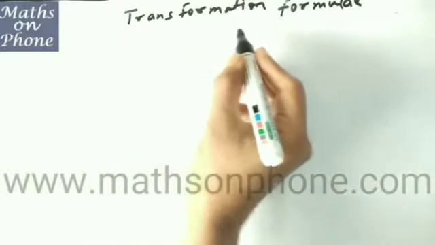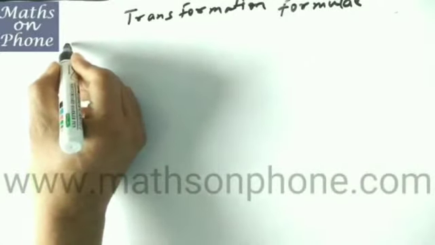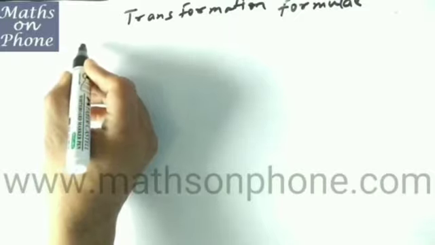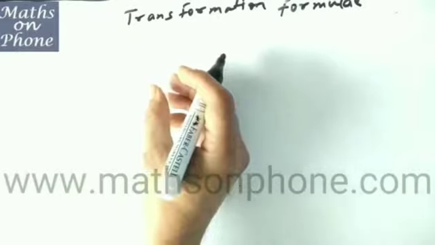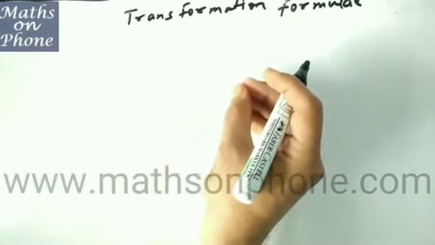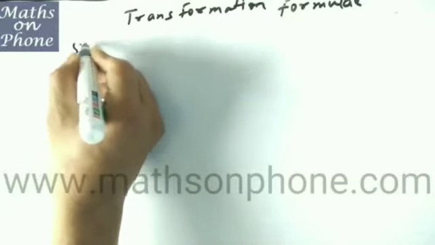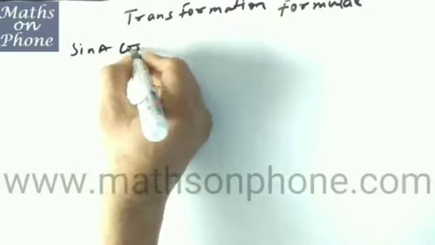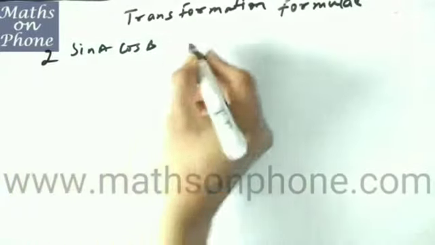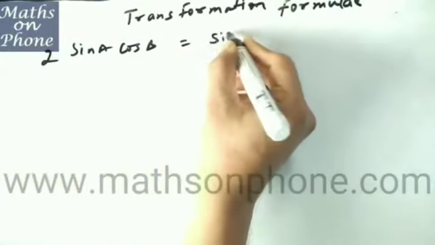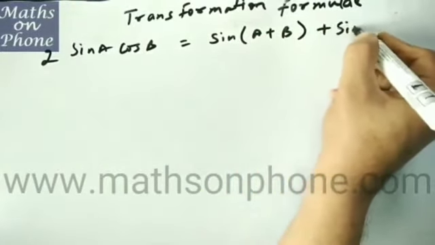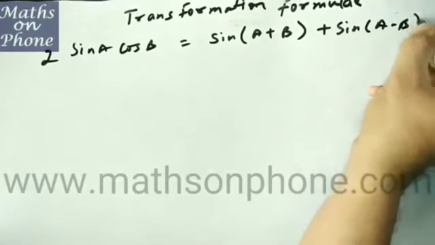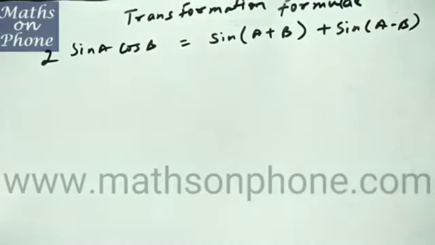Now we will see transformation formulas. What is the meaning of that? Two trigonometrical ratios are in product form, and we have to represent that in the form of plus or minus. Just one example I am taking. If 2 sin A into cos B is there, the formula is sin(A+B) plus sin(A−B). Very simple example of transformation formula.